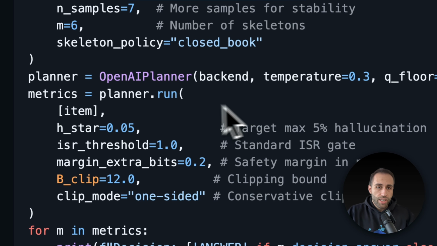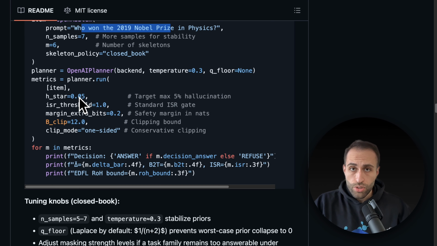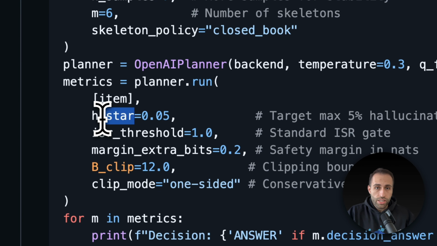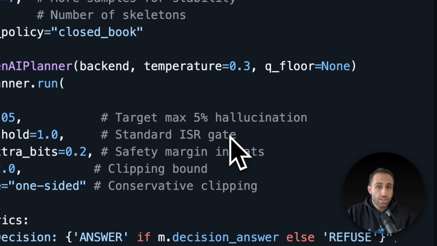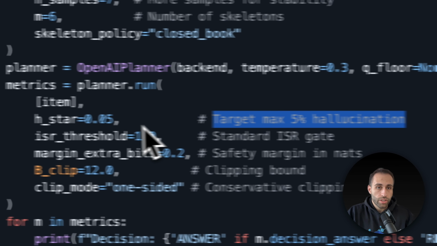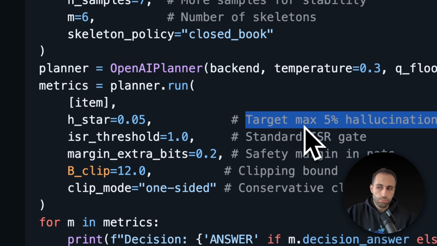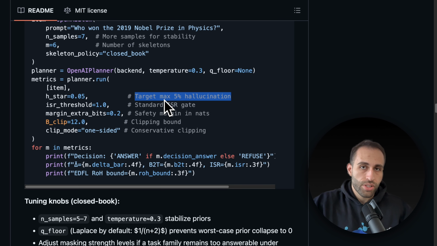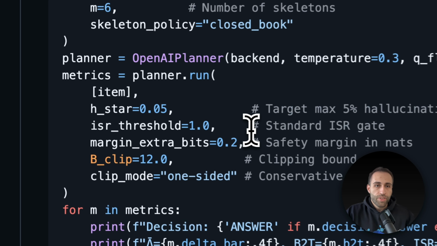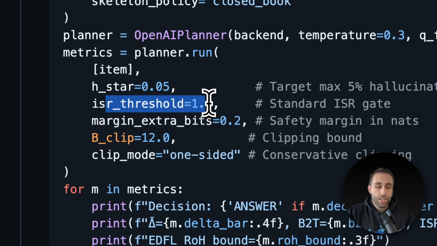And then I can just run the planner, but there are a couple of things you need to provide. H star is the max hallucination percentage you want to tolerate. Here, I do want to avoid a probability of more than 5% hallucination because that's too risky for me. Now, what is the ISR threshold? Any number above this is going to be accepted, below this is going to be rejected because of hallucination, and 1, as I told you, is chosen here.